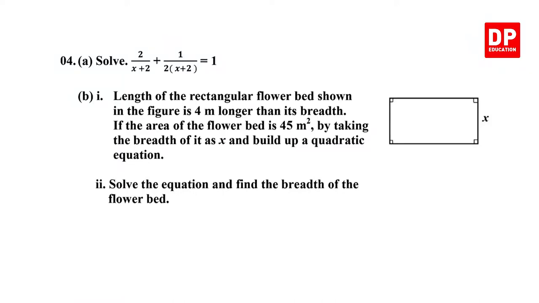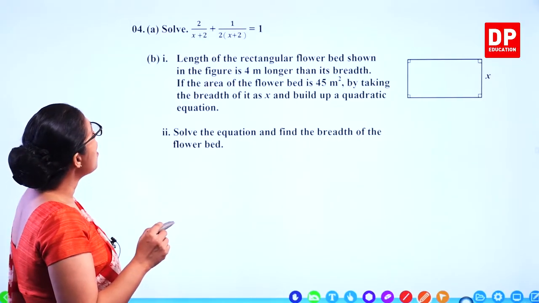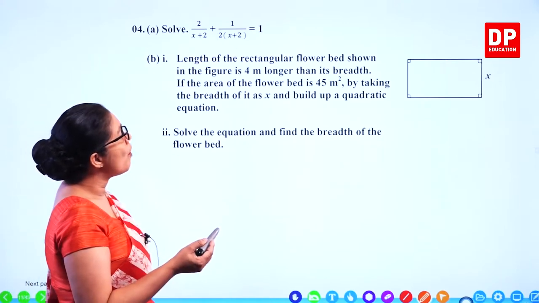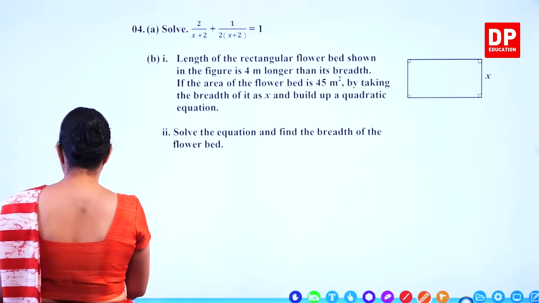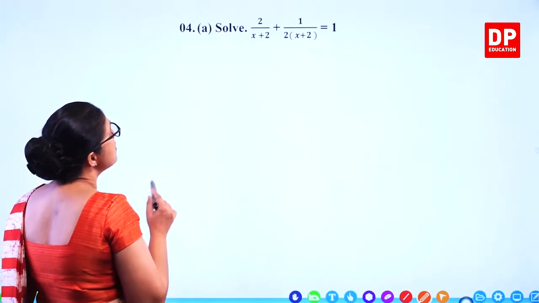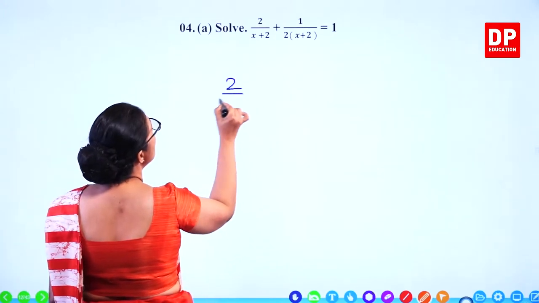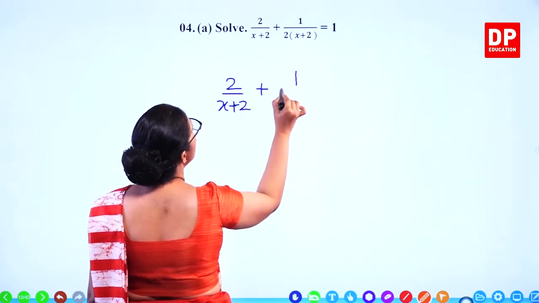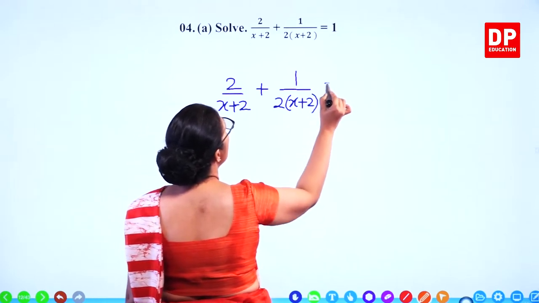Question number 4, you have to find out the area. So the area is given, and you are asked to find x. That means you have to form a quadratic equation and solve it. So this first one is algebraic fraction solving. So 2 over x plus 2, plus 1 over 2 times x plus 2, is equal to 1.